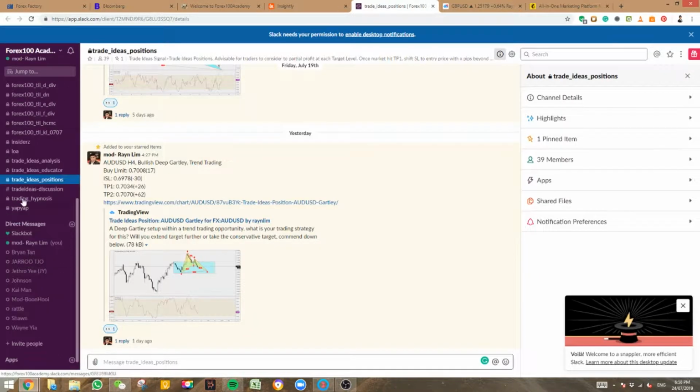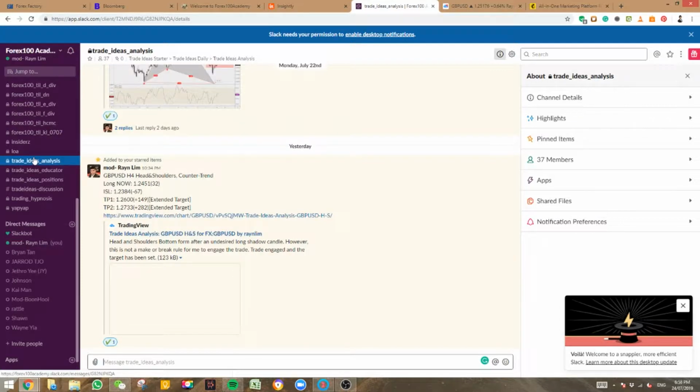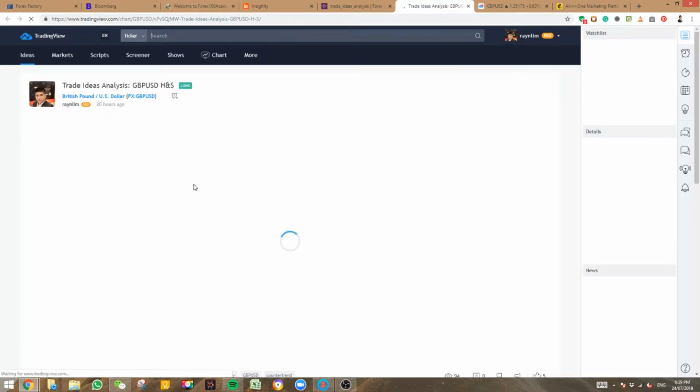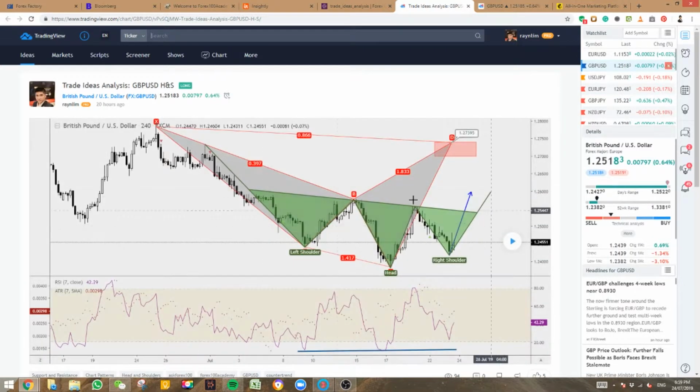Trade ideas analysis. Wow. Alright, over here you can see this is a head and shoulder formation. I have extended the targets, and see what happens. This was the time that I analyzed. I have engaged the trade already. Click the play button.